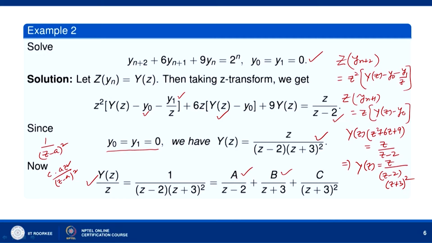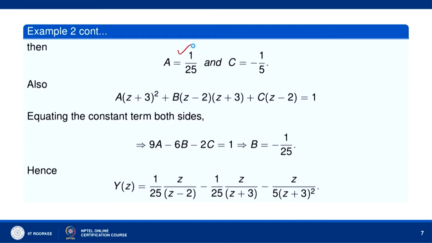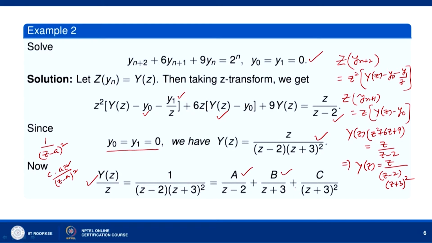The value of A can be found directly, because the power of z minus 2 is 1. So, when you have a simple pole at z equal to 2, the value of A can be found directly: in 1 over (z plus 3) whole square, you put z equal to 2. When you put z equal to 2, you get 1 over 25. So, A is 1 over 25.